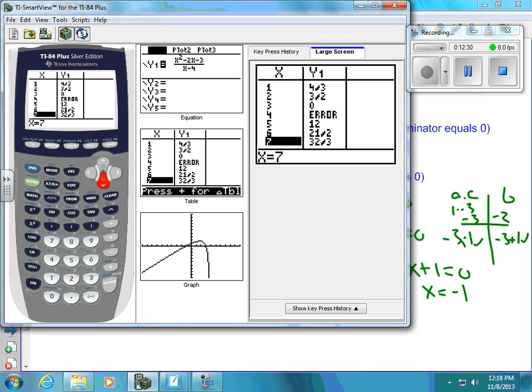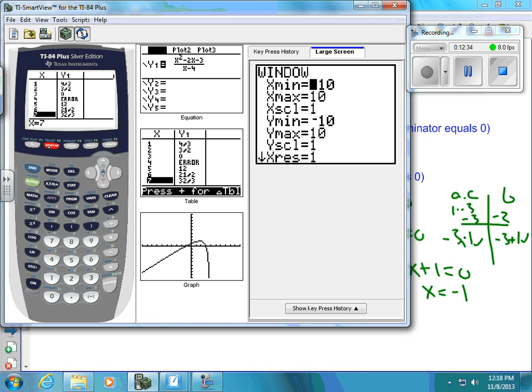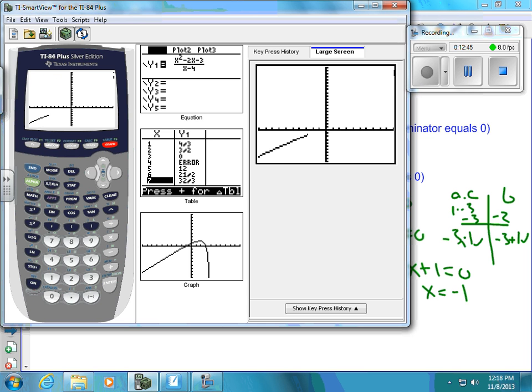I can't see that in the window that I have. My window ends at 10. So I'm going to go to window and make my y max go up, and we've done this before. We're going to manipulate it so that the y max is now 20 on my graphing calculator. Let's see what happens now.